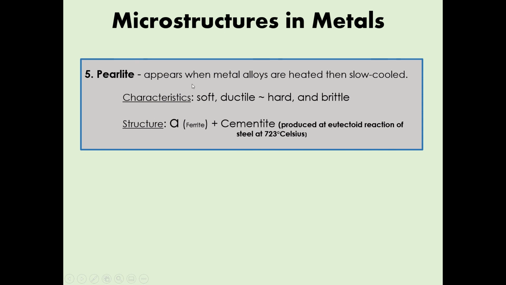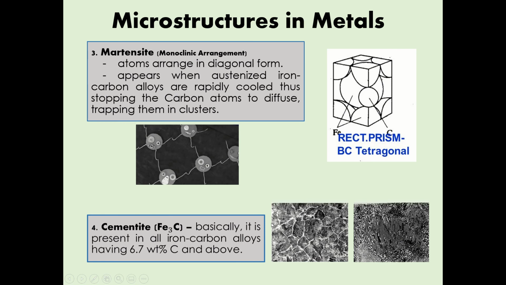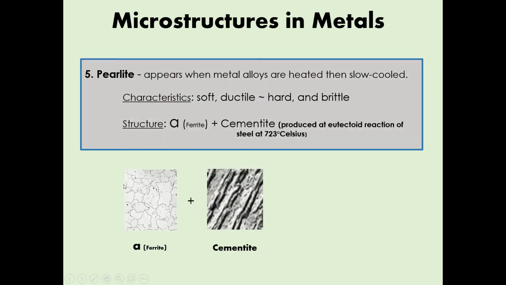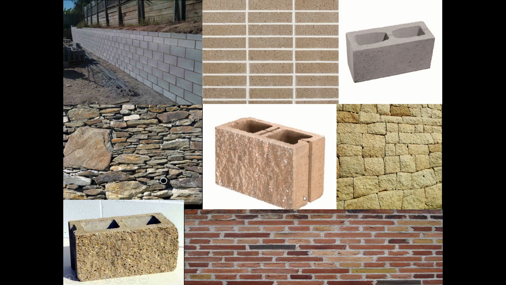Okay, so one of the distinct characteristics of perlite is that it is soft, it is also ductile to a bit hard, and it is also brittle. Perlite is a combination of ferrite structure and cementite. So we have ferrite here before, and we have cementite here. So ferrite plus cementite, we have perlite, a structure that looks like this.